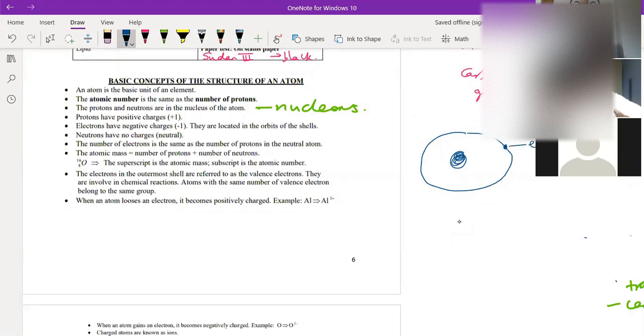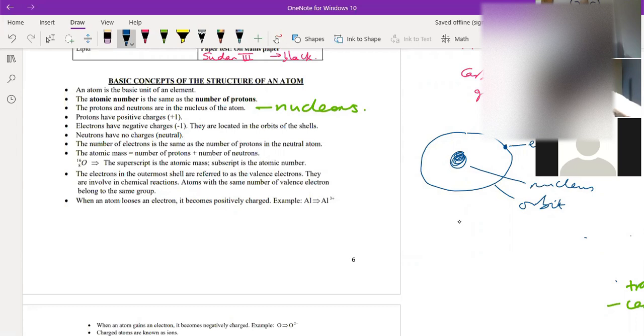So this will be like electron. Orbits. Several orbits form like a shell. You have so many orbits together. Okay. And then the neutrons are neutral. They have no charge on them.